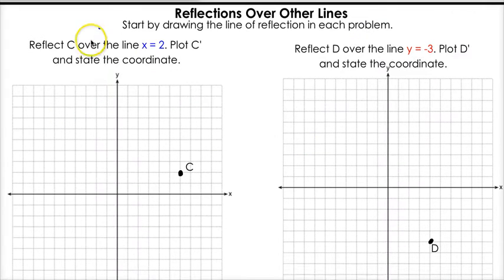Beautiful. So we've done the reflections over the x-axis, we've done it over the y-axis. Now we're going to just do it on more random lines. So in this first problem, we're going to reflect C over the line x equals 2, and then plot C prime and state the coordinate. It's not so bad if you remember how to graph x equals 2. The way to do that is remember that x equals anything will always be a vertical line. So you just go to 2 and draw a vertical line at 2. That's going to be where we reflect.